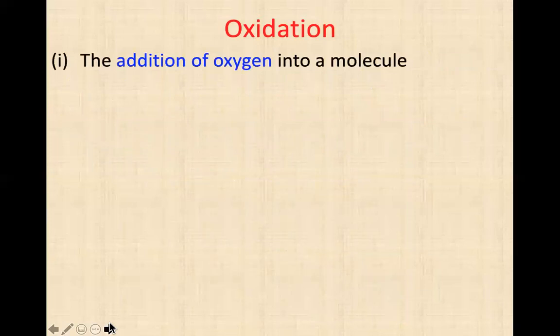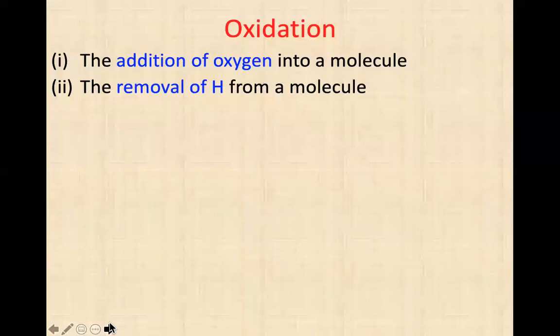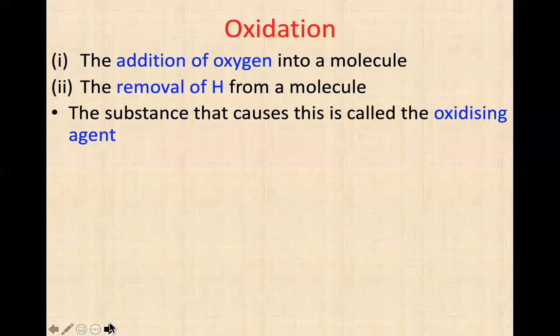Right, it's the addition of oxygen into a molecule. Or, since hydrogen is in many ways the opposite of oxygen, instead of adding oxygen, we can remove hydrogen. The substance that causes either of these things is called an oxidizing agent. Obviously, there are other definitions of oxidation. Essentially, the all-encompassing definition is a loss of electrons.